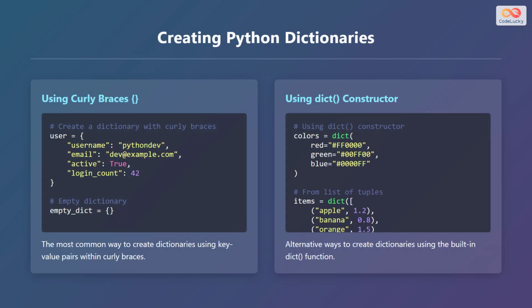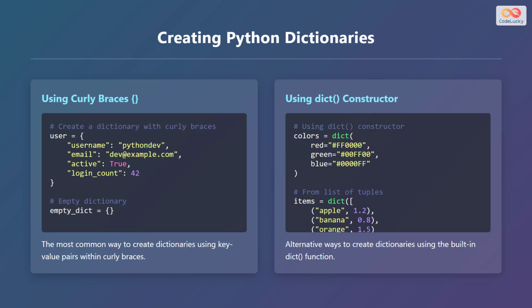Now let's explore how to create dictionaries in Python. There are primarily two ways to create a dictionary. The first and most common method is by using curly braces. You define key-value pairs inside the curly braces, where each key is unique and associated with a specific value. Also, you can create an empty dictionary using empty curly braces.